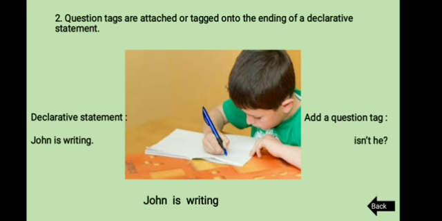John is writing. It's a statement when a full stop is there, but while changing it to a question, we replace that full stop with a comma. And then we add the tag ahead, isn't he? That's how it goes. John is writing, isn't he? Let's proceed to the third rule. Now here you will find question tags are formed with the auxiliary or modal verb from the main sentence and the appropriate subject pronoun.